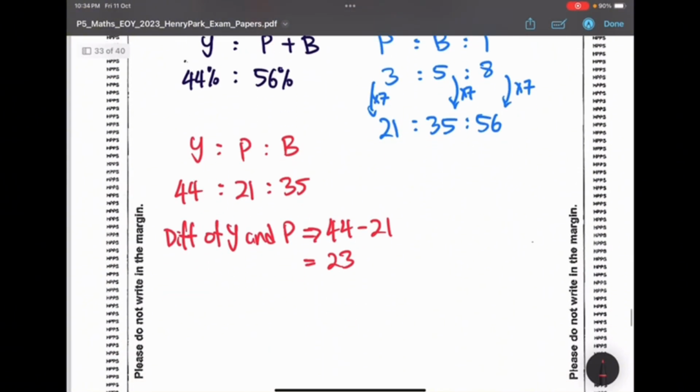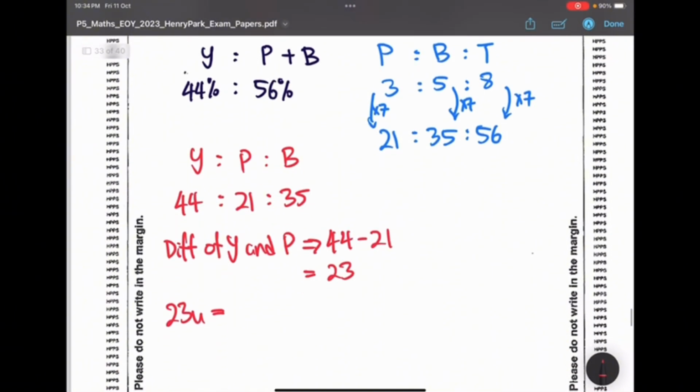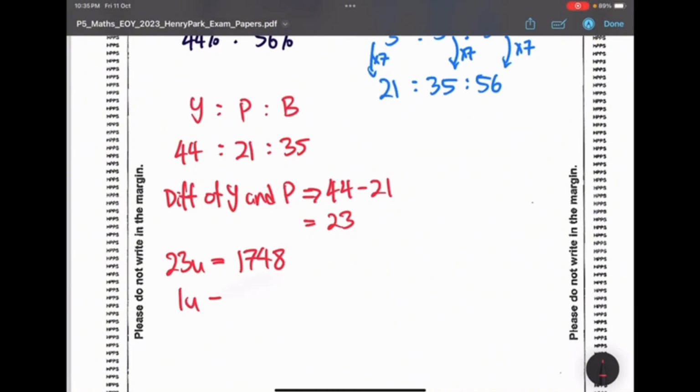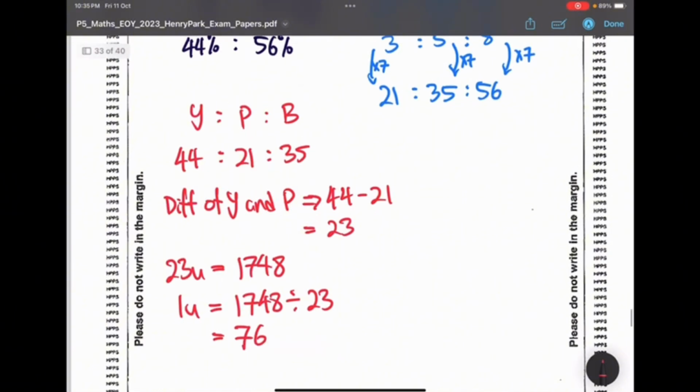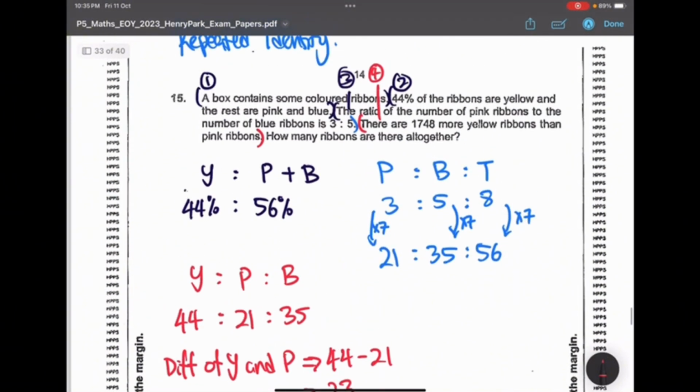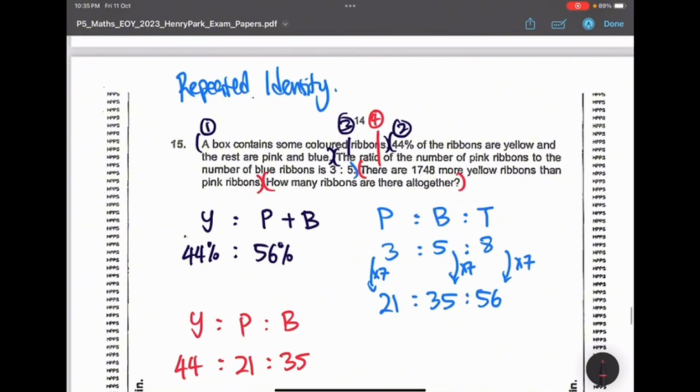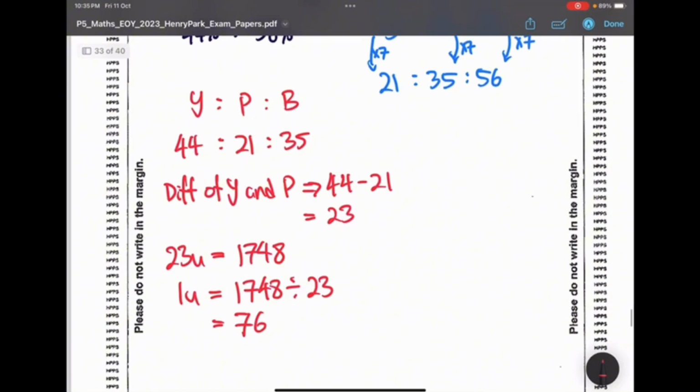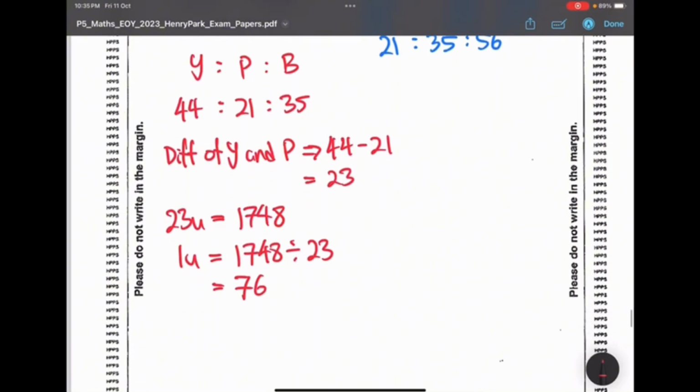Okay, so now what we know is that 23 units equals 1,748 ribbons. So what I want to do now is to simplify my Mr. Green Man, which is 1,748 divided by 23, and that would simply give me 76 ribbons. Right now, knowing one unit is 76 ribbons, we can look at the final question, alright? And that is sentence number 5, and it says, how many ribbons are there all together? Okay, looking at yellow, pink, and blue, I can see that the total number of units, right?